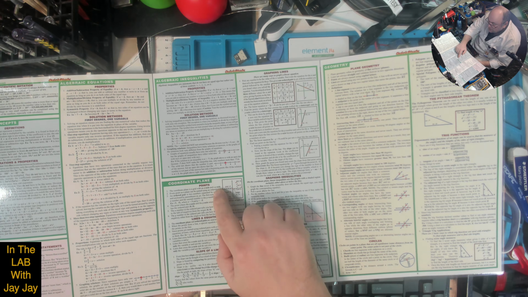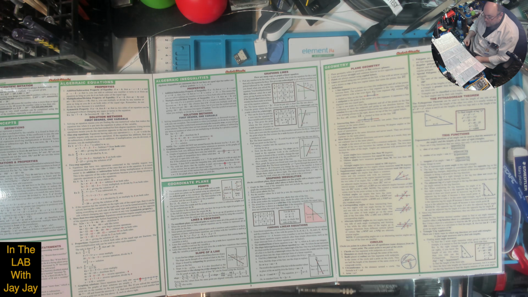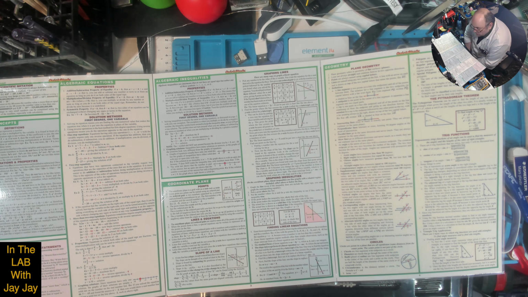So we're up to the coordinate plane. We're going to talk about points. 1. The coordinate plane is a grid with an x-axis and a y-axis. 2. Every point on a plane can be named using an ordered pair. 3. An ordered pair is two numbers separated by a comma and enclosed in parentheses, x and y. The first number is the x number, the second number is the y number. For example, 3, minus 5, where x equals 3 and y equals minus 5.